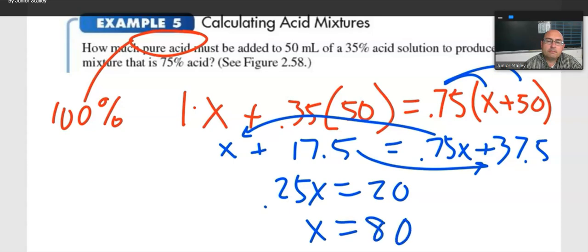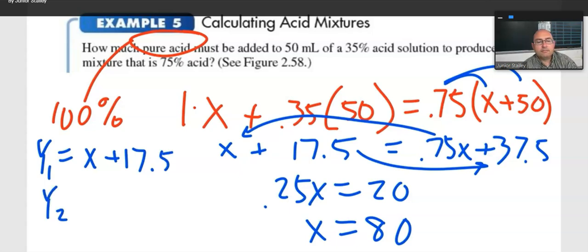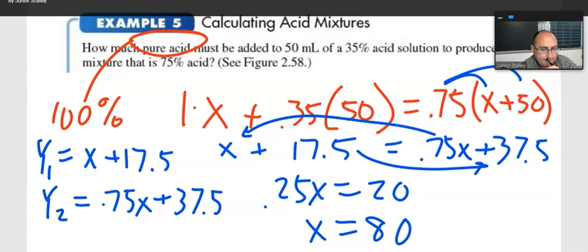Okay. Now, could you graph this? Could you take y1 in your calculator and make it x plus 17.5? And y sub 2 in your calculator, which would be 0.75x plus 37.5. Could you graph those? If you could graph those, could you use the calculate intersect feature to help you?